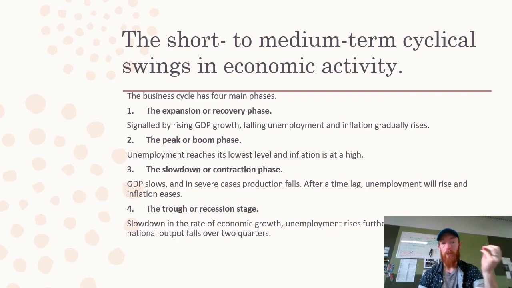And lastly, we've got the trough or recession stage, which is when the slowdown in the rate of economic growth gets so low and unemployment rises quite highly, and will be seen as being in a recession if GDP growth is negative in 2 consecutive quarters. So if GDP actually shrinks, so if we have negative GDP growth for 2 quarters, that will be seen as a recession.